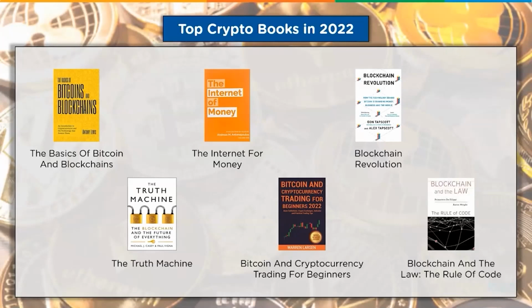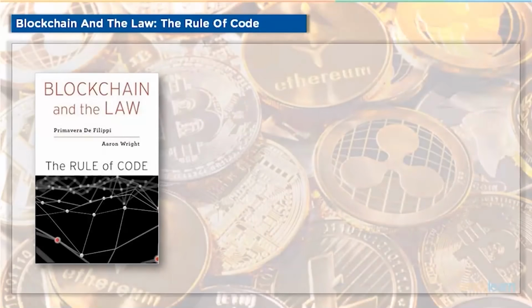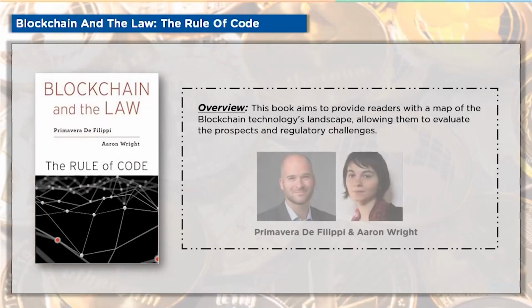Now, this brings us to the last but not the least book, the sixth book in the list, and that is Blockchain and the Law, written by Aaron Wright. Bitcoin has been praised as an internet marvel and slammed as the favorite transaction vehicle for all kinds of criminals since its inception in 2009.